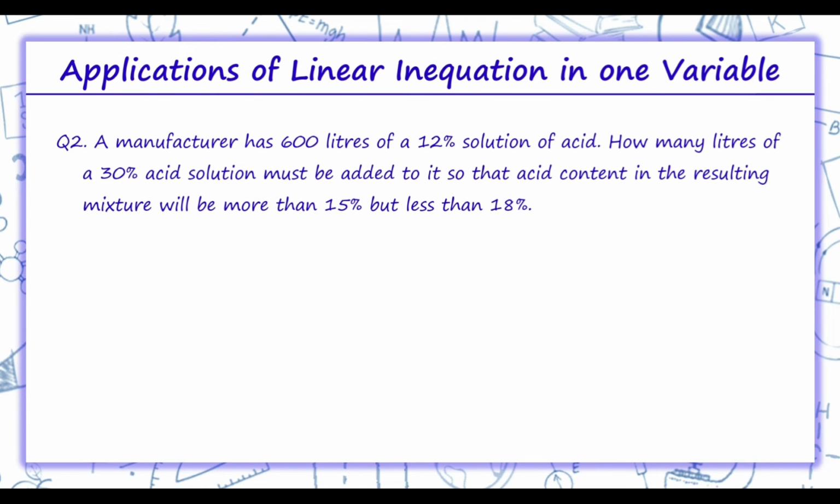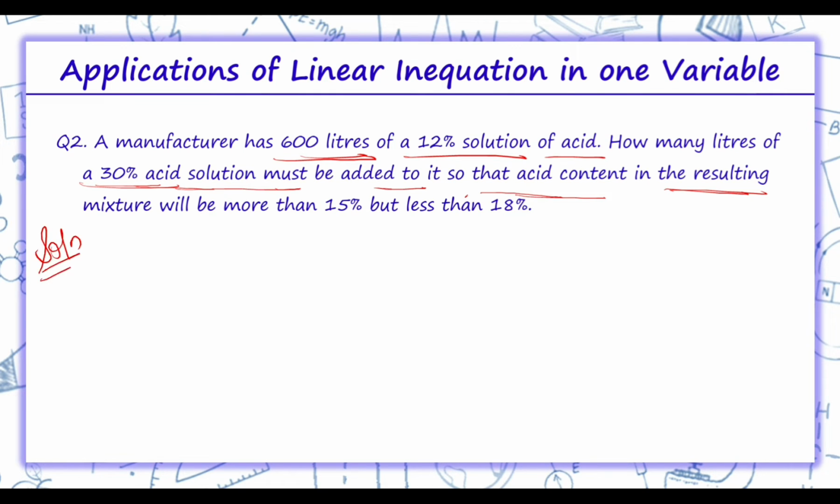Coming on to the next word problem. The next word problem is: a manufacturer has 600 liters of 12% solution of acid. How many liters of 30% acid solution must be added to it so that the acid content in the resulting mixture will be more than 15% but less than 18%?